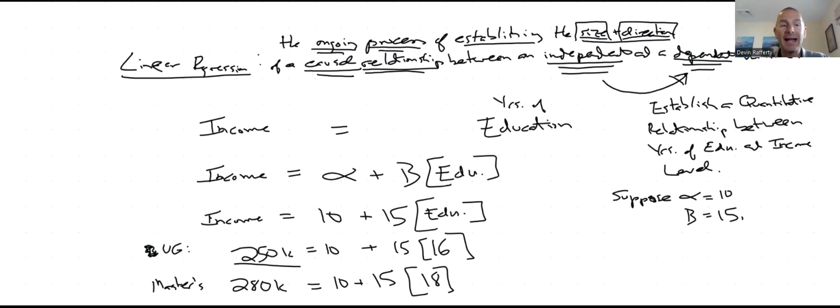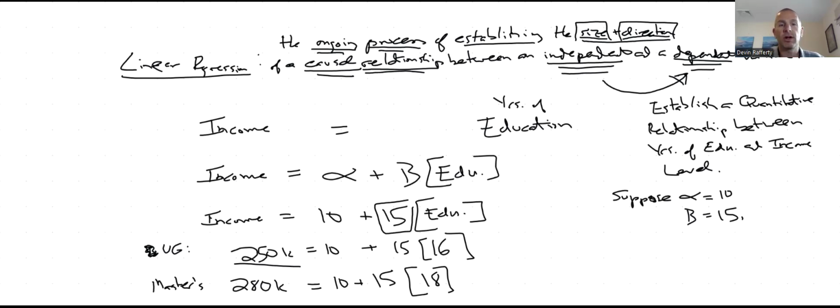So that is what we do with linear regression. Linear regression is the ongoing process of establishing the size and the direction. This is the size right here. The size is this 15. It's also the direction. It's the size and direction of a causal relationship between an independent variable and a dependent variable. Education is an independent variable.